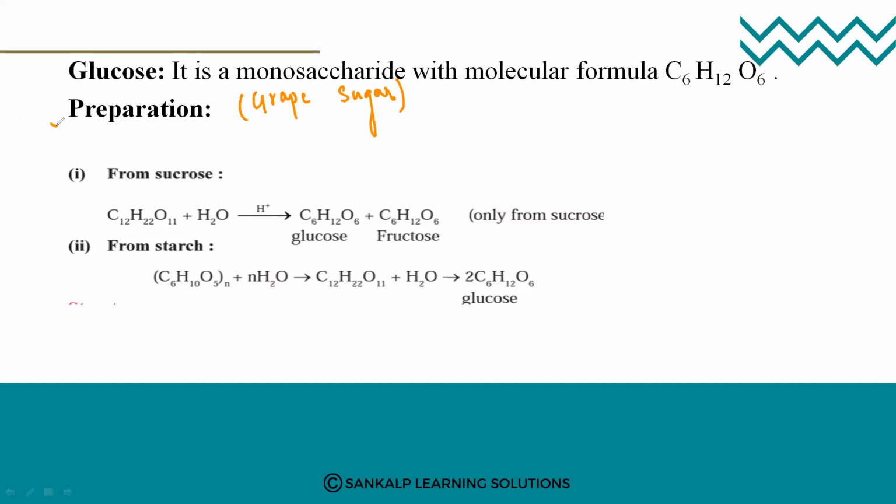Next we are going to see how we prepare glucose. The first preparation is from sucrose. What is sucrose? Sucrose is cane sugar. So we are going to prepare our glucose from cane sugar, that is sucrose.